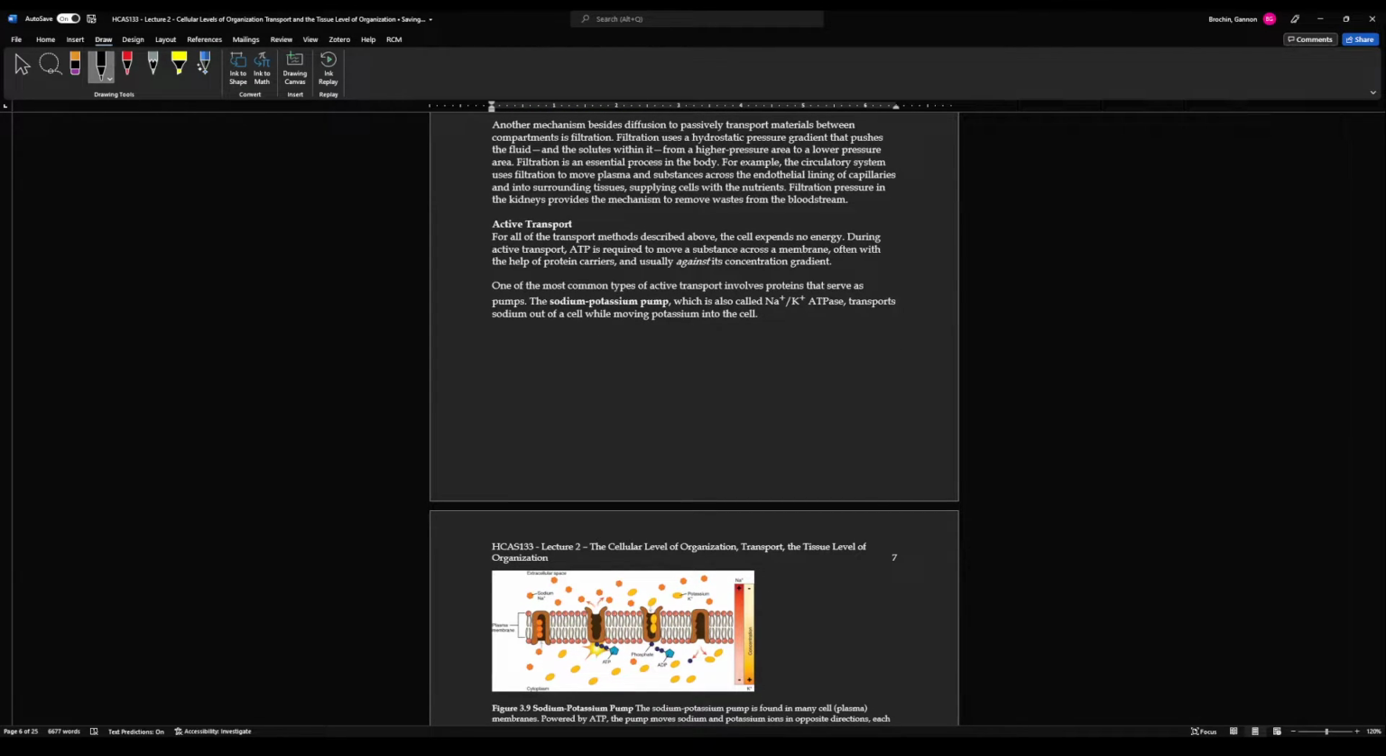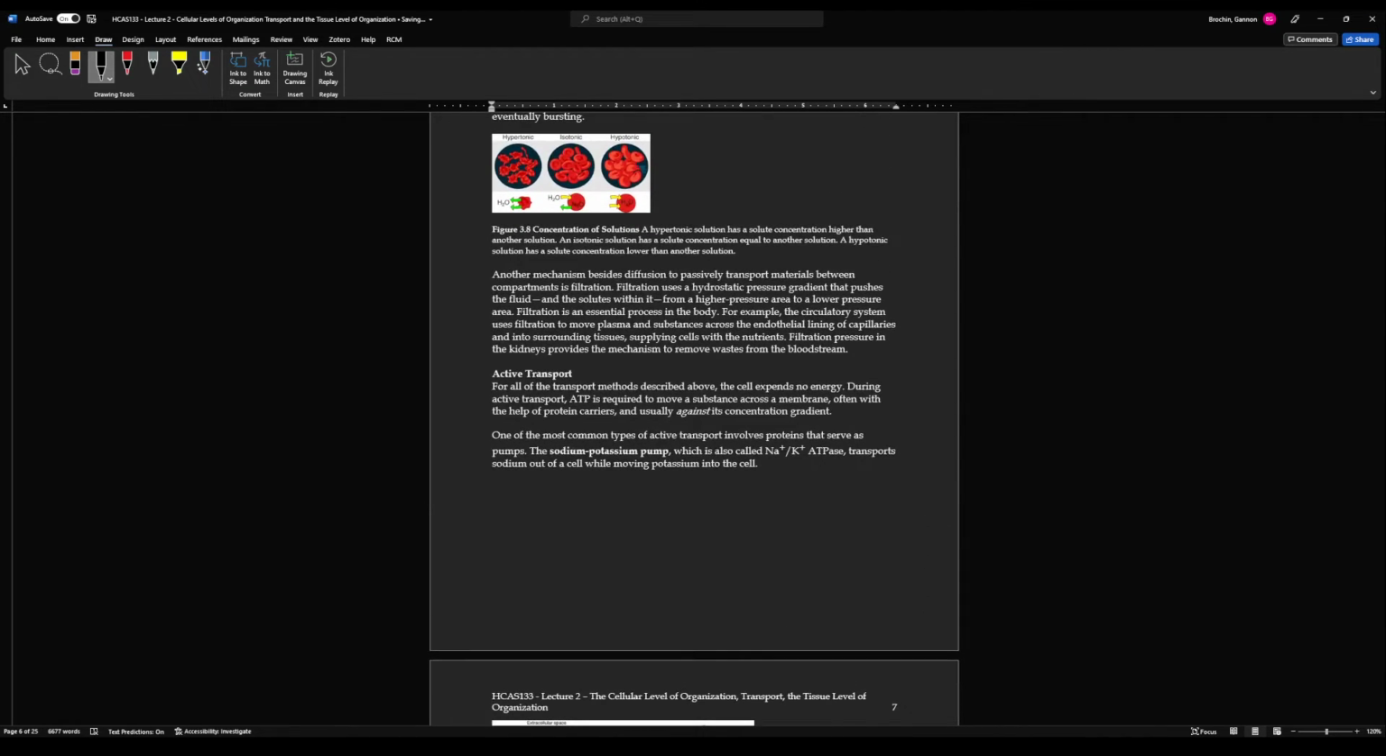So, one last bit of passive transport to talk about is hydrostatic gradients. This is essentially pressure gradients that are created by the flow of fluid. This is something that can be important for capillary blood flow.